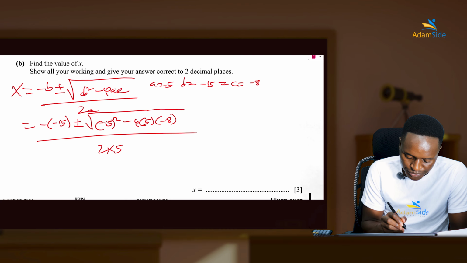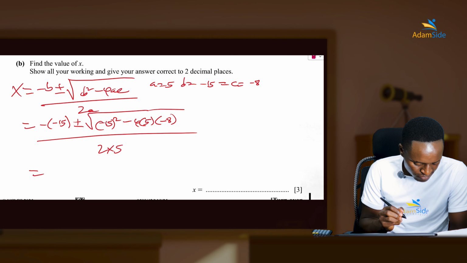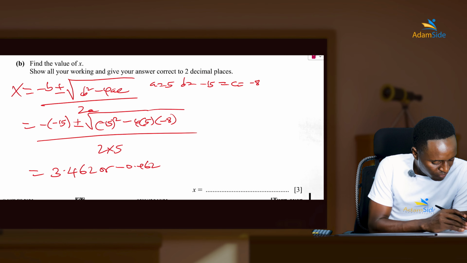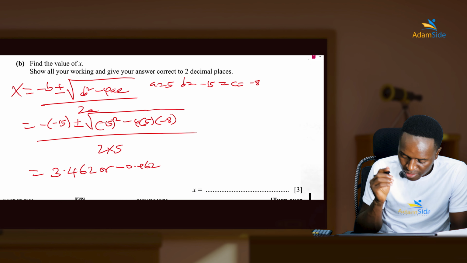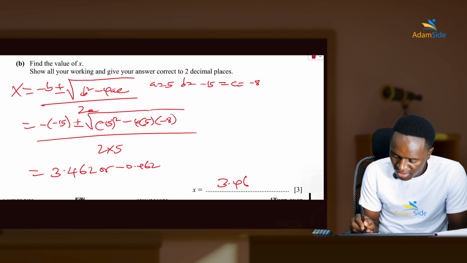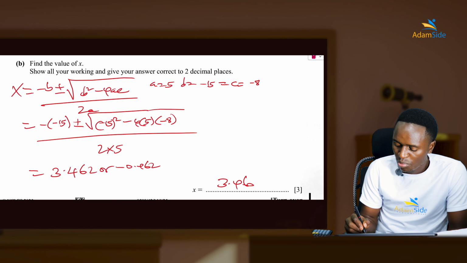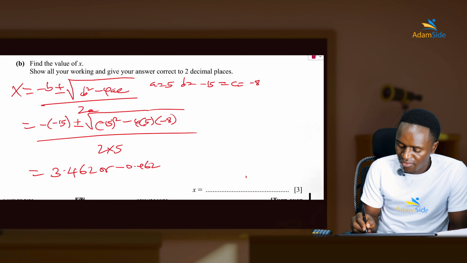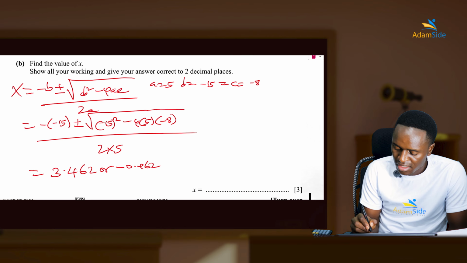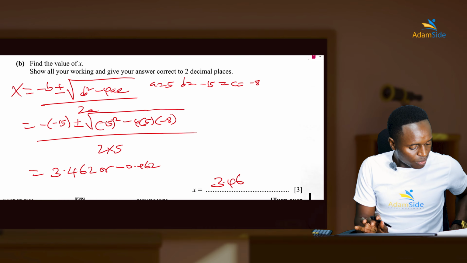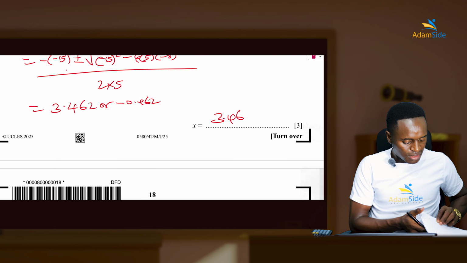If you put it in the quadratic formula, you'll get your answer as 3.462 or negative 0.462. But since we are asked to find the value of x, as a distance, we will choose the positive one. So our value of x will be 3.46. We'll take our value of x as the positive answer, because there is no way we will have a negative speed.